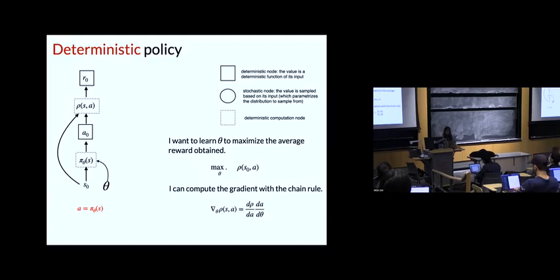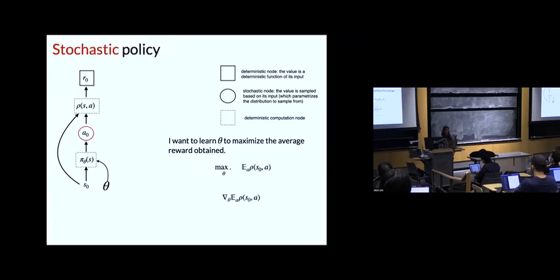Okay, great. So this is the chain rule. I don't see anything crazy here. Now here's what we're going to do. Let's go back and say that our policy is stochastic. Here is again the circle. And now I want again to learn theta in order to maximize the reward. Can somebody tell me how we're going to do that? What have we learned already for our policy gradients lecture?